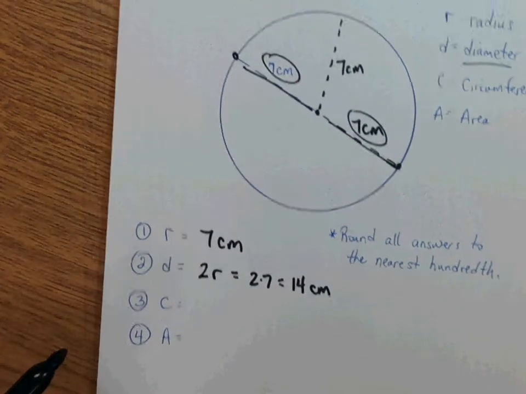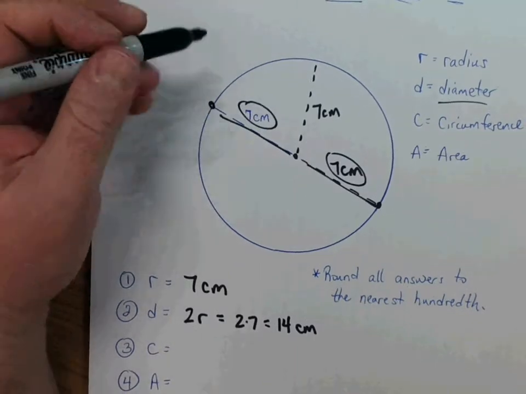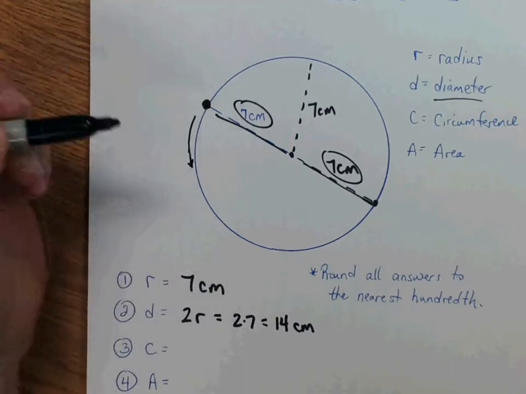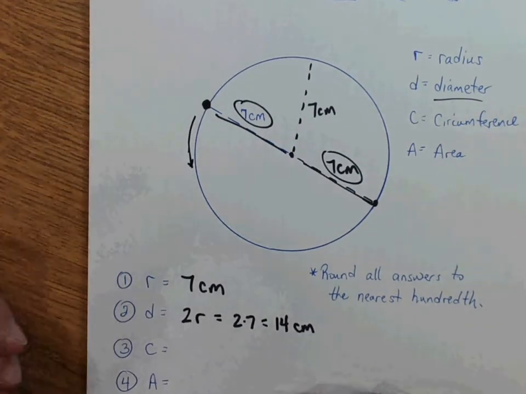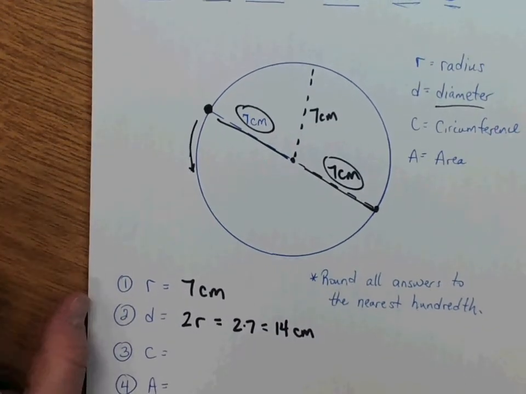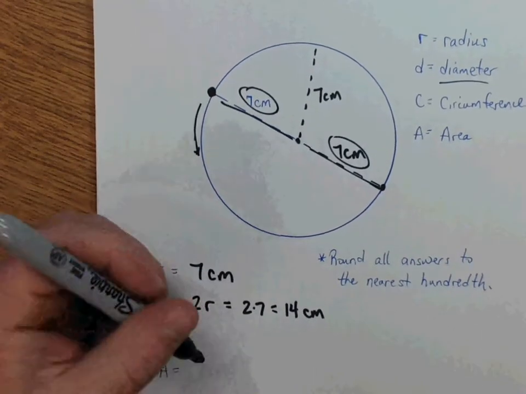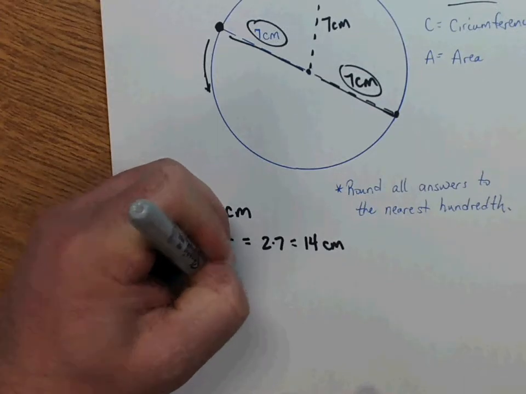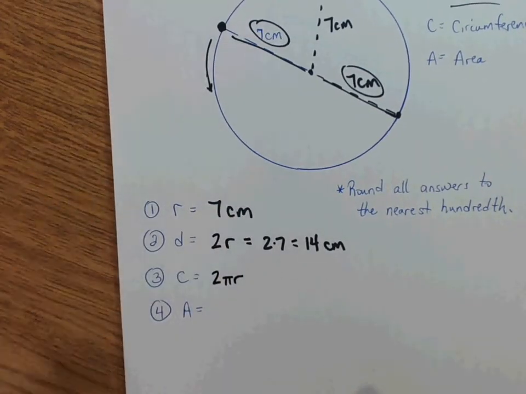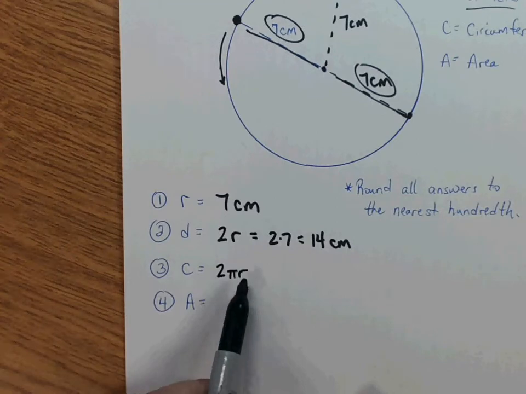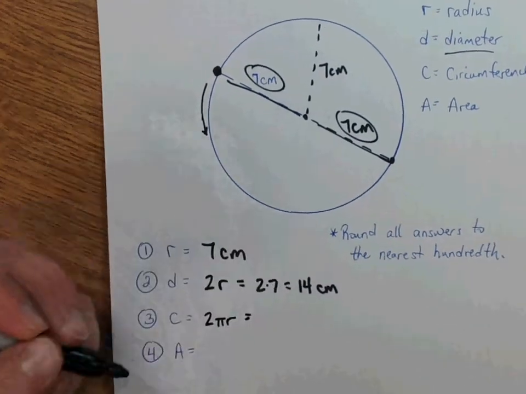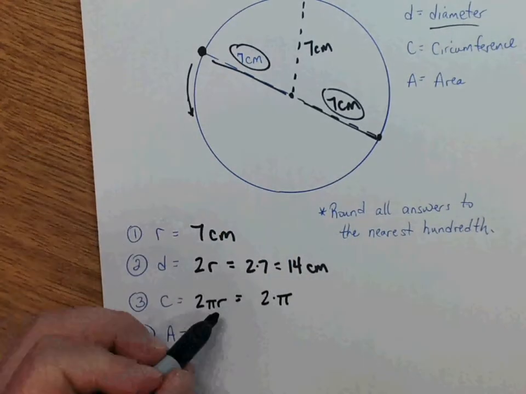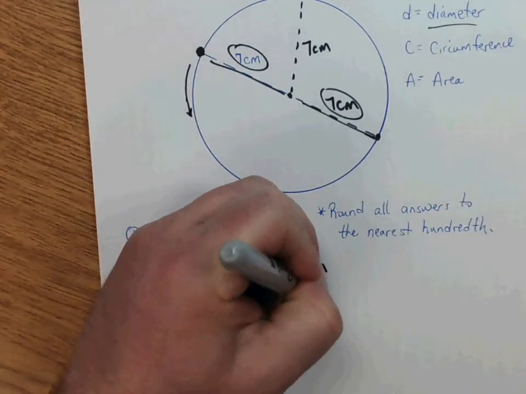Circumference and area. Circumference says, if I were to take a string, start and go all the way around the circle, what would the distance be all the way around the circle? So the formula is circumference equals 2 pi r. 2 times pi times the radius. So when solving this, I have 2 times pi times the radius. The radius is 7.